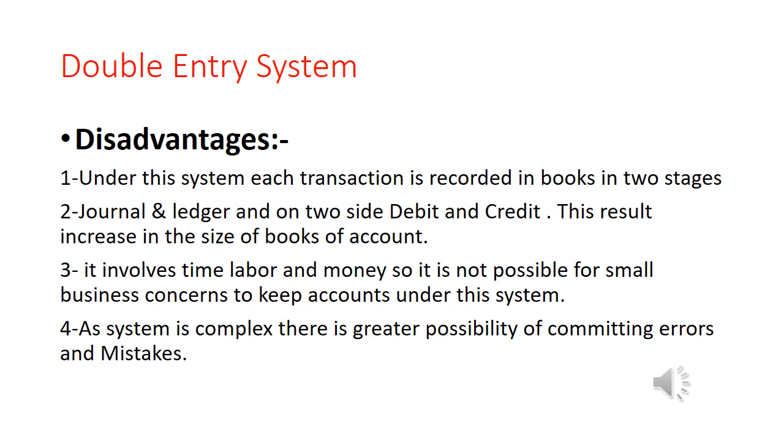so it is not possible for small concerns to keep accounts under the system. Number three, it requires expert knowledge to keep accounts under this system. Number four, as the system is complex, there is greater possibility of committing errors and mistakes. It is clear from the above discussion that advantages of double entry system far outweigh its disadvantages, so it is regarded as the best system in the modern world.